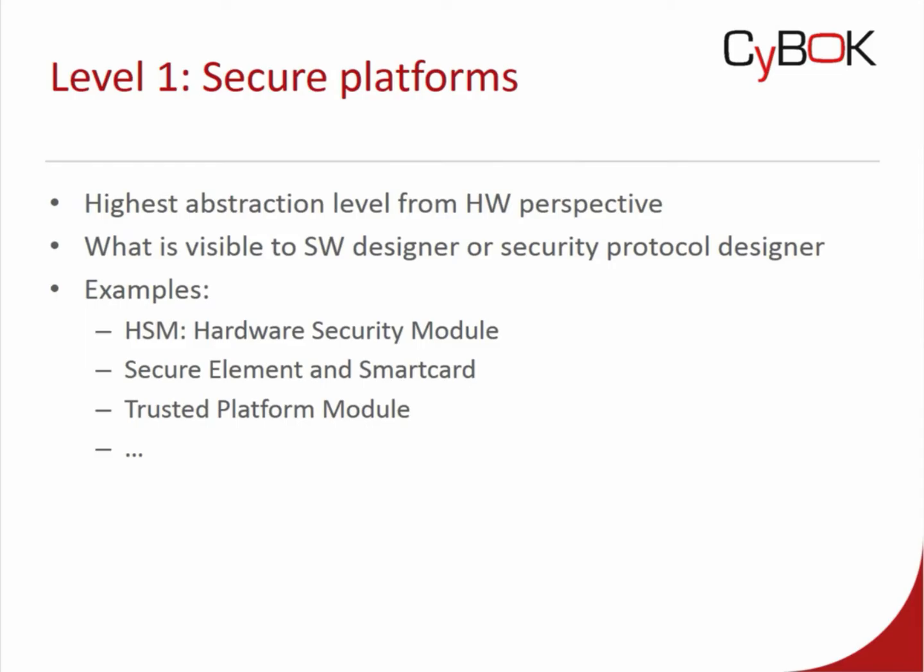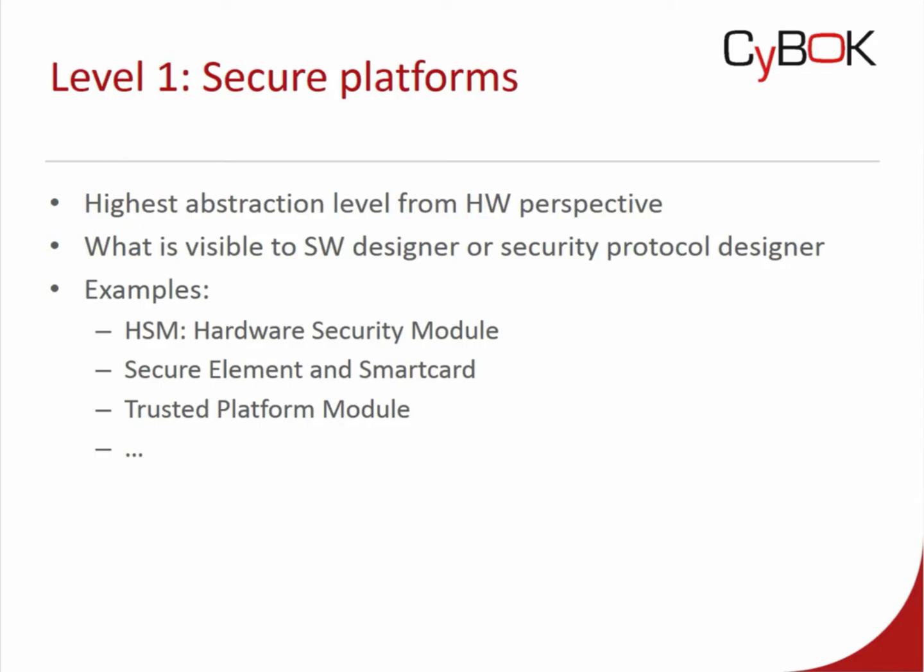So at the top, we talk about secure platforms. This is the highest abstraction level for hardware from a hardware perspective, and what is visible to the software designer or security protocol designer. That's what he's going to consider his root of trust. There are some examples here. A hardware security module, or an HSM, is a root of trust for many applications. In other applications, it's called a secure element or a smart card. And in still other applications, it's called a trusted platform module, or TPM.